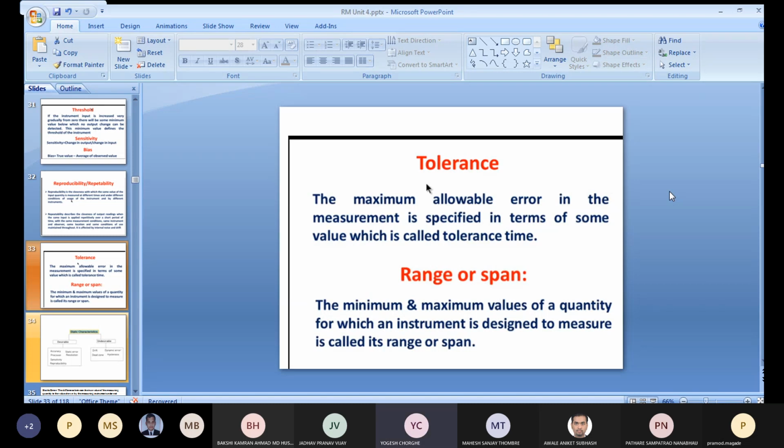Okay, so just write down the things. Tolerance. Example. Yogesh, you want to say something?